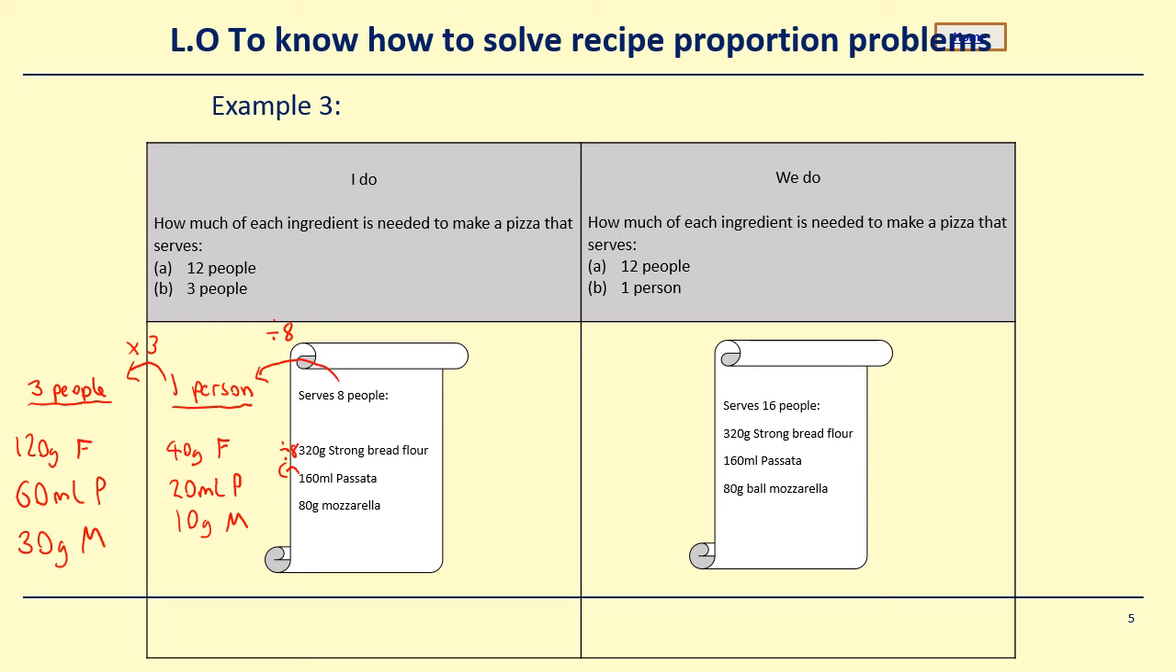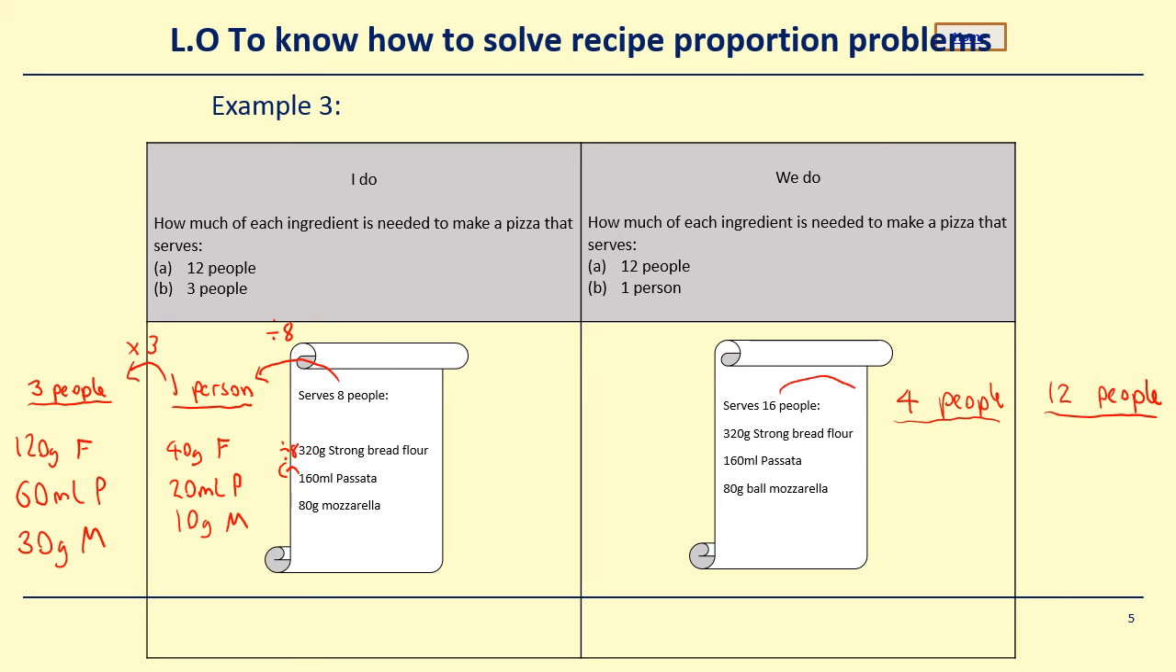Right, okay, so let's have a look at this next one. So we've got a pizza that serves 16 people, and we've got to find the recipe for one person. I mean for 12 people to start off with. So let's write 12 over here. So again, easiest step to do is to find a common factor of 12 and 16, and that is going to be 4. You could choose a different factor, but I think this is going to be the easiest one.